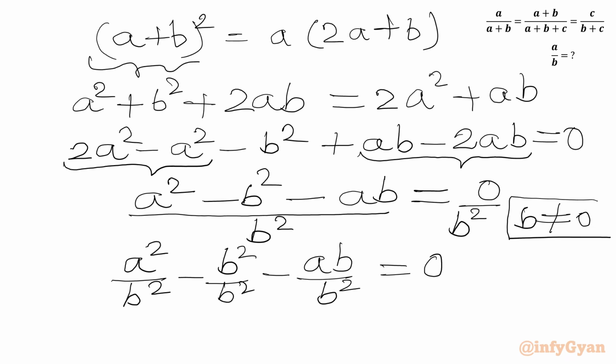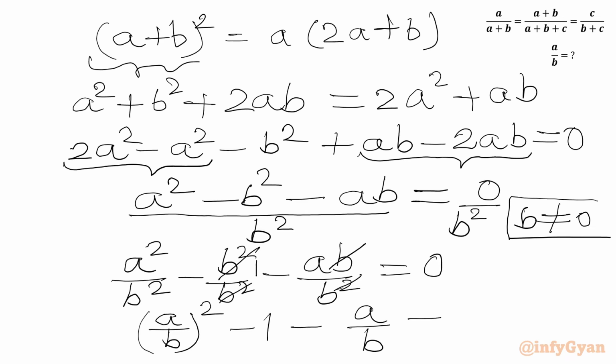Now a square over b square we can write as a over b whole square using the exponent law. B square over b square is 1, so we'll write minus 1. And ab over b square, we can cancel one b from numerator and denominator and write minus a over b equal to 0. Now we have to calculate a over b, and this is a quadratic equation in a over b. So we can use the quadratic formula to find our answer.